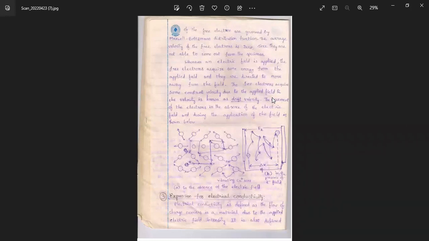Electrical conductivity is defined as the flow of charge carriers in a material due to applied electric field intensity. Because of that, electrons pass through the material, and that is called current. In turn, we say the material is conducting. So electrical conductivity is the flow of charge carriers in a material because of the applied field.